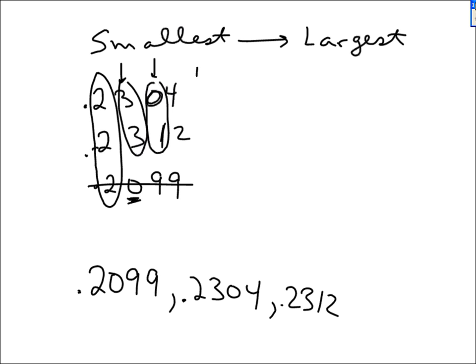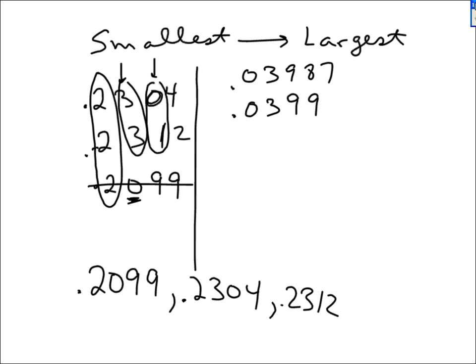Let's try another one. Suppose we're given these numbers: 0.03987, 0.0399, and 0.03999. Just so all the numbers have the same number of places, I can put a 0 there.